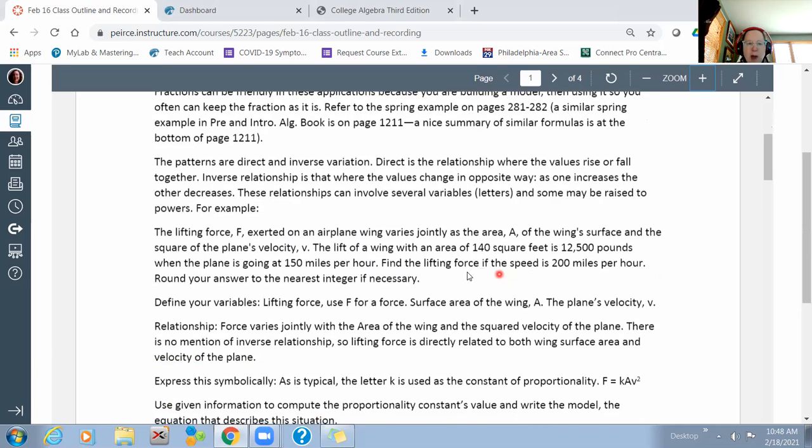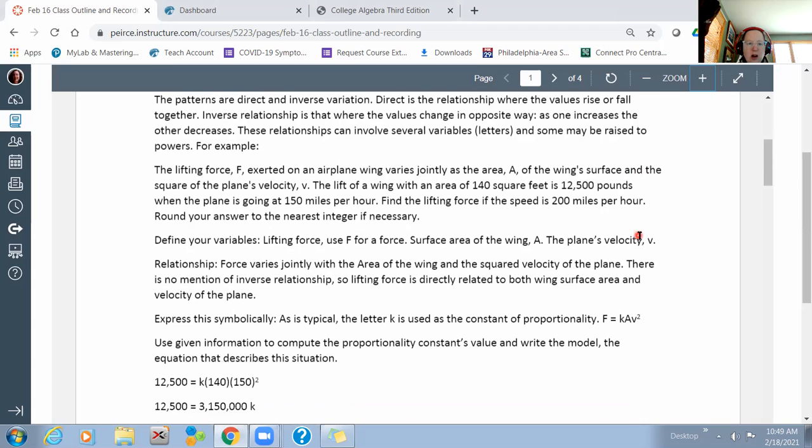All right, so the general patterns: direct variation, inverse variation. If things vary directly, then as one increases, the other increases. As one decreases, the other decreases, that type of situation. And then inverse variation would be the opposite there.